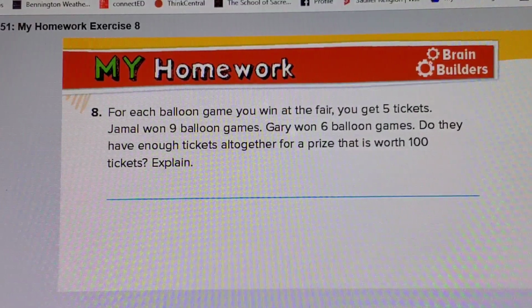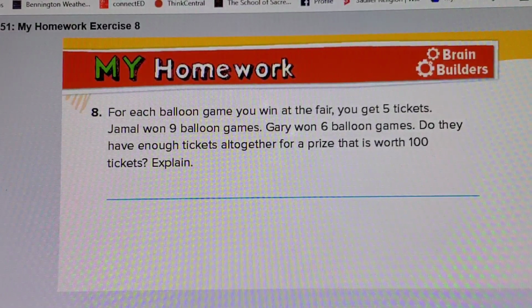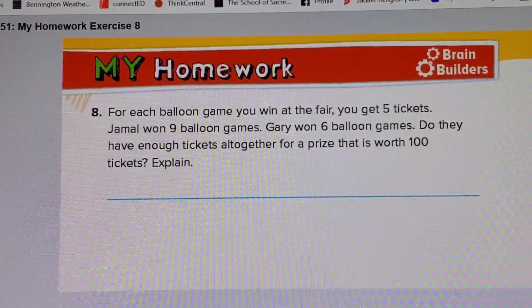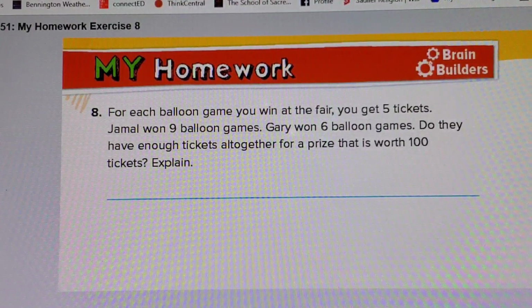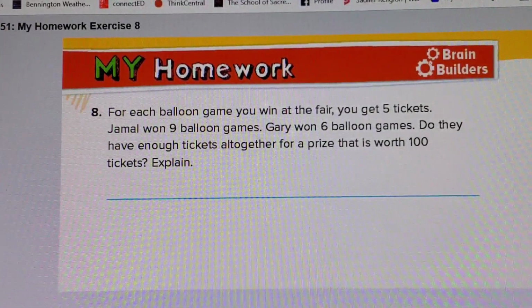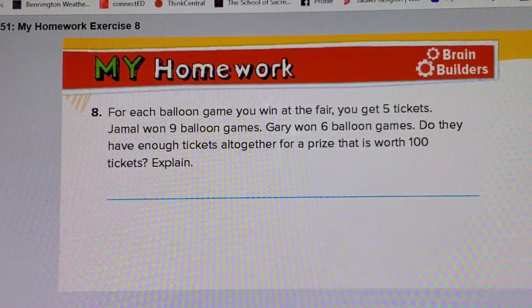I'd like you to start with number 8. So if you could go to that homework page. On number 8, you have to find out, for each balloon game at the fair you get 5 tickets. Jamal won 9 balloon games. Gary won 6 balloon games. Do they have enough tickets all together for a prize that is worth 100 tickets? Here's my hint. Find how many Jamal won, find how many Gary won, and all together, do they have enough for a prize that is worth 100 tickets? Give it a try.